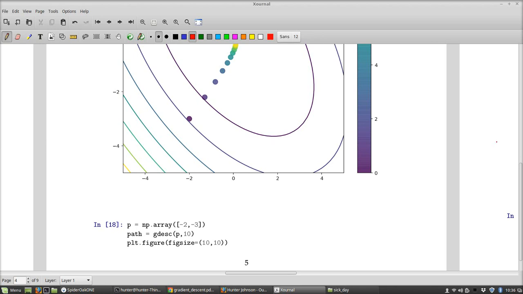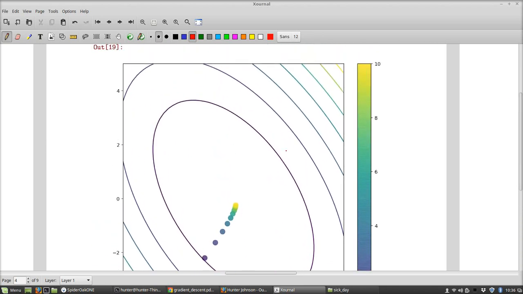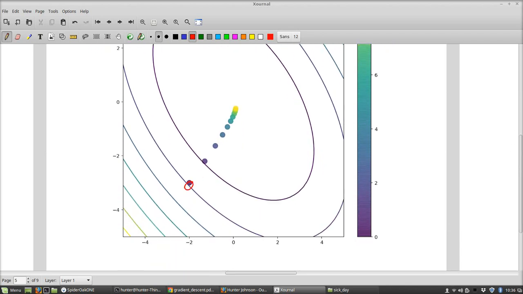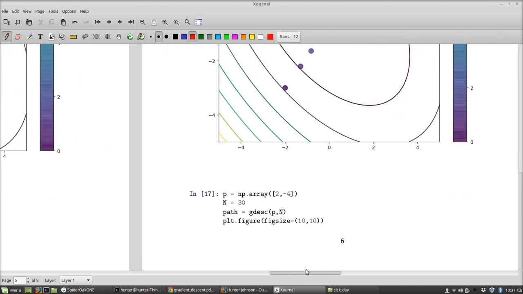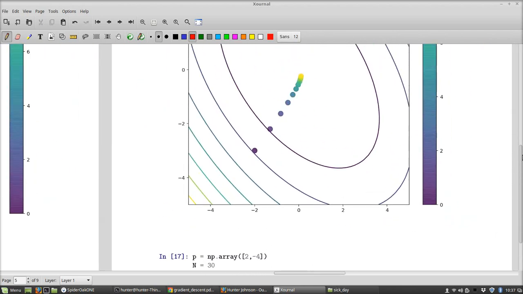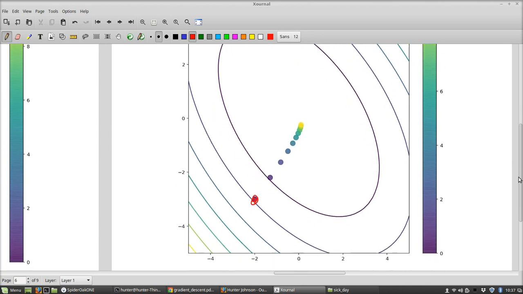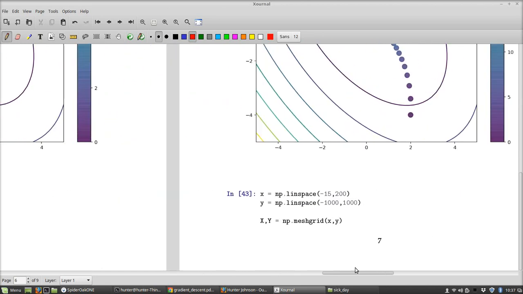Here's some other examples. So I just started at a different place. Now I added a color bar so you can see how many iterations it's taking to converge. If you start down here, then it takes about 10 iterations to converge. And this is going to be a little bit boring. I just do this several times in a row. So now it starts over here, and it converges in about 10 steps.